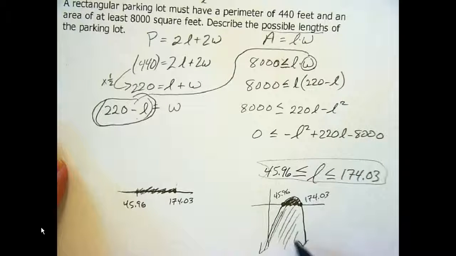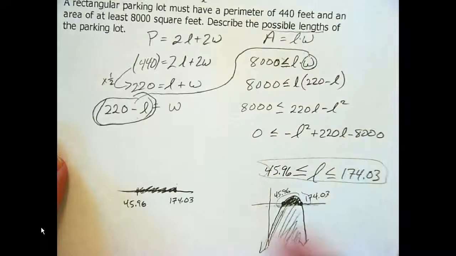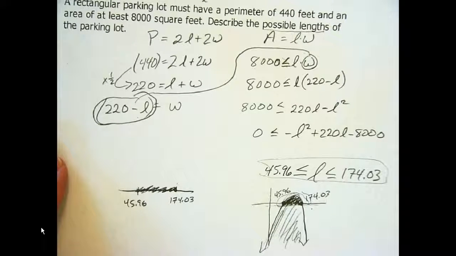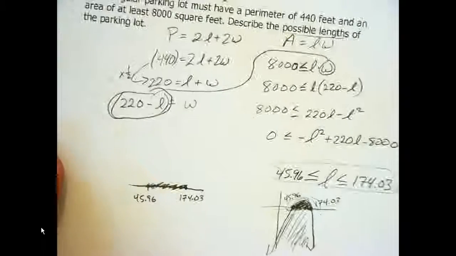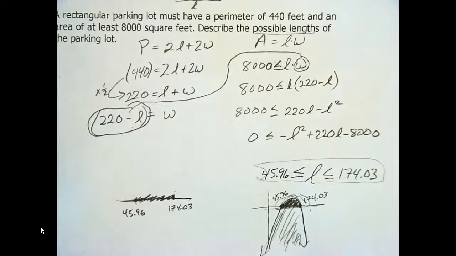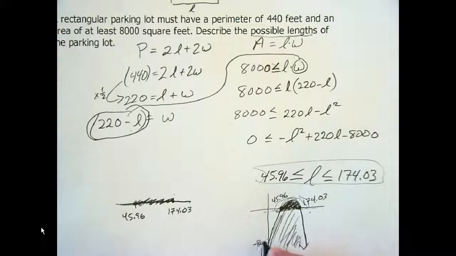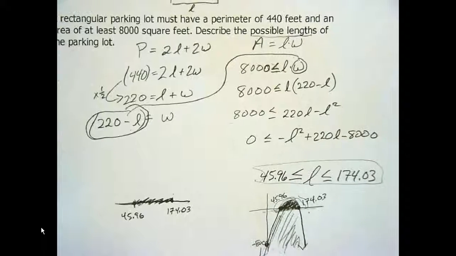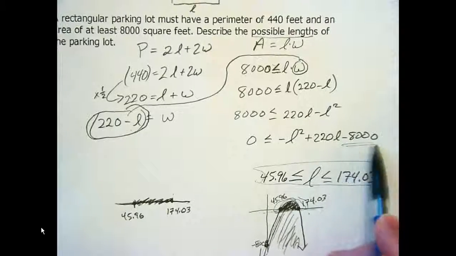Now, what's important about this is that our graph can't exist down here in the negative quadrant, right? It's up here. It's where our area is positive. So our lengths are in between 45.96 and 174.03. Okay? That is our solution. All right. Questions? This, by the way, is negative 8,000. Tell your neighbor how you know that. Y-intercept.